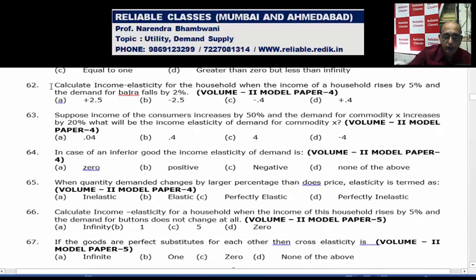62. Calculate income elasticity of demand. This 63 is also done. One minute. Yes.